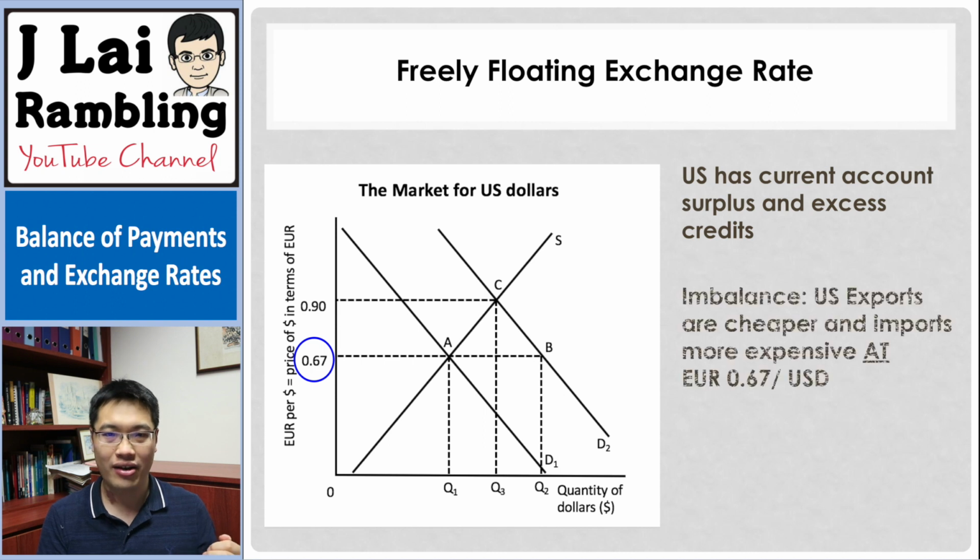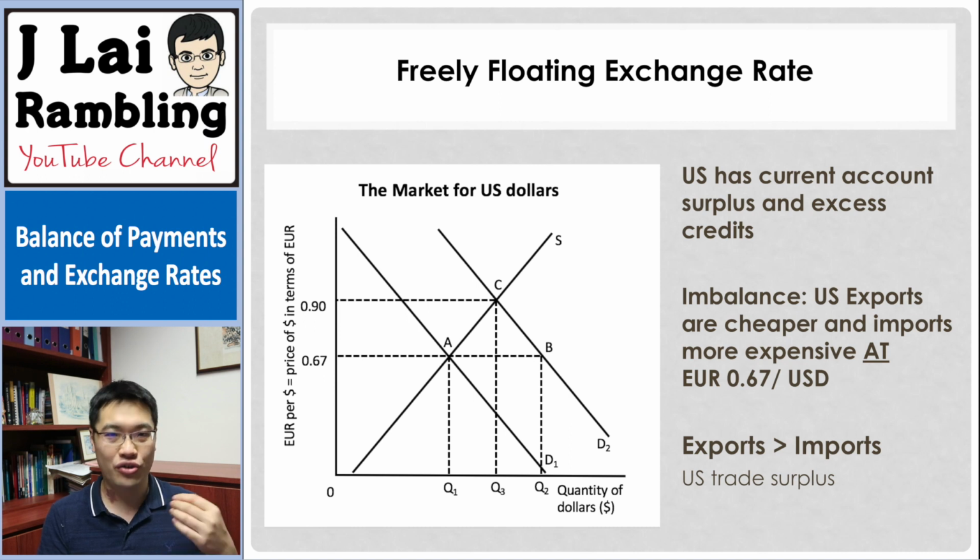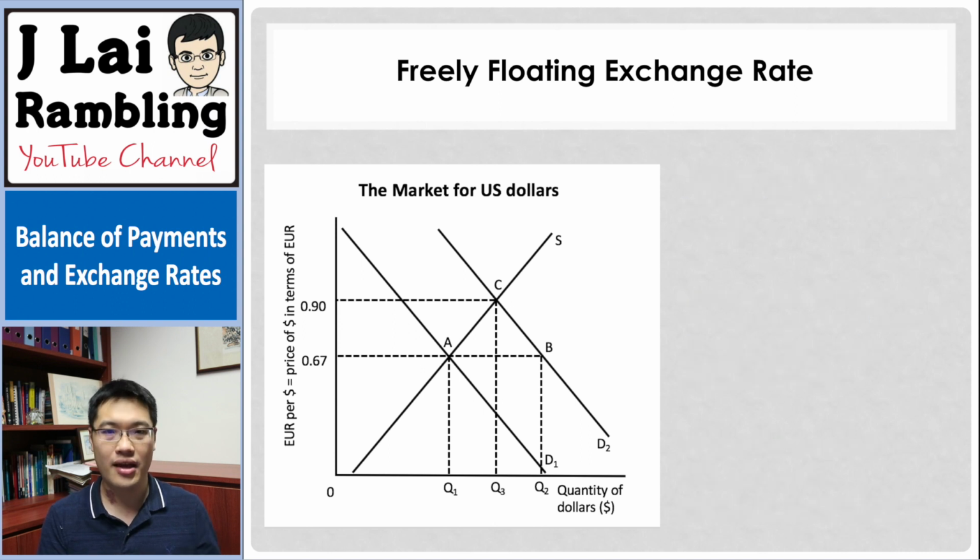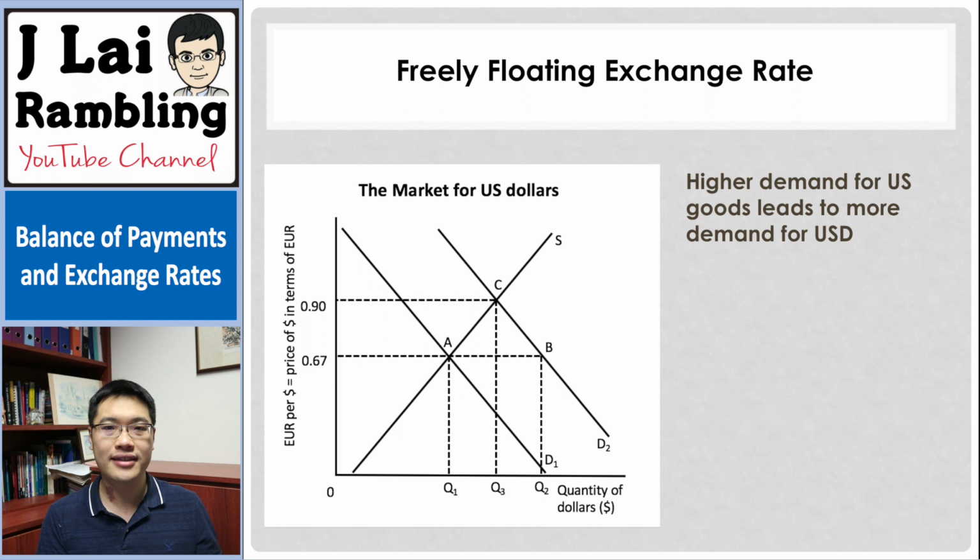What do I mean? At 0.67, remember the demand curve has already shifted to the right. At the existing levels, US exports are now relatively cheaper and imports are relatively more expensive. Therefore, exports are greater than imports, and there's a US trade surplus and a Eurozone trade deficit. Now, how does this imbalance correct itself?